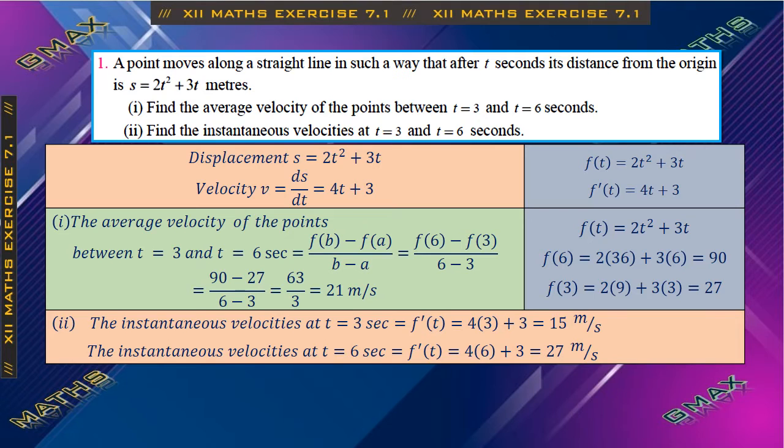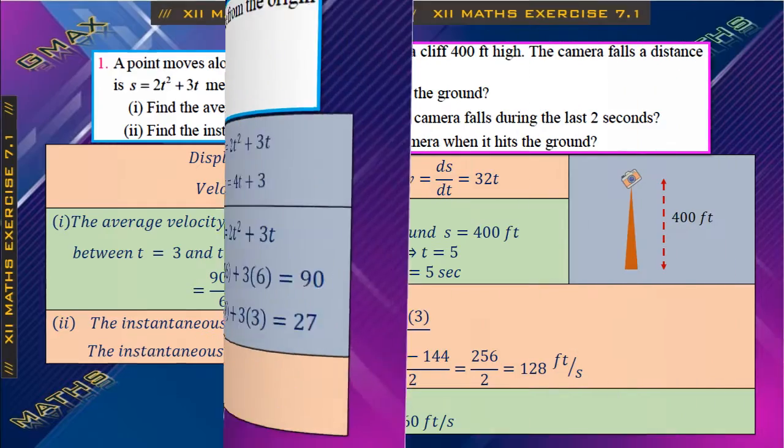And then find the instantaneous velocities at the time of 3 and the time of 6 seconds. So instantaneous velocity is f dash of x. When t equal to 3 seconds, f dash of t is 15 meter per second. When t is 6 seconds, f dash of t is 27 meter per second.